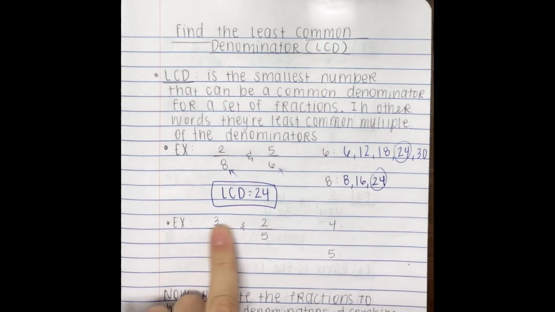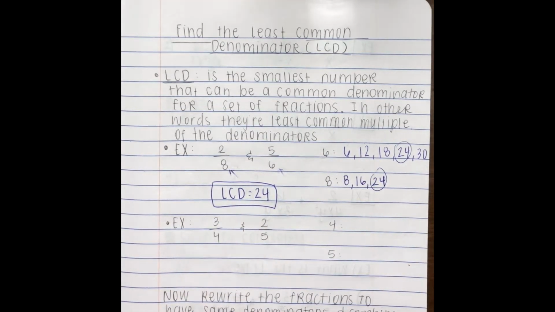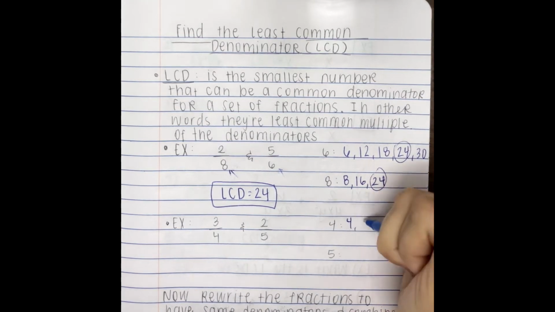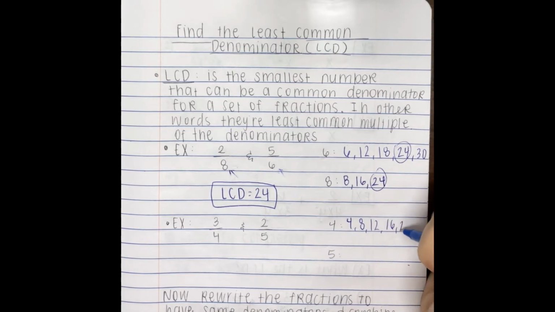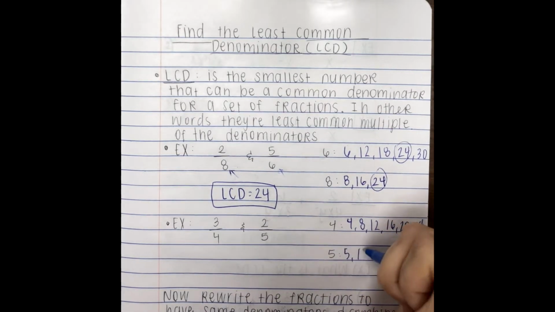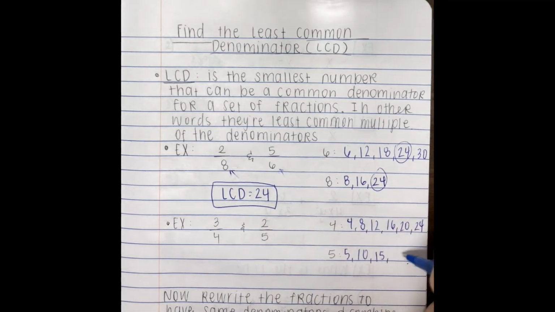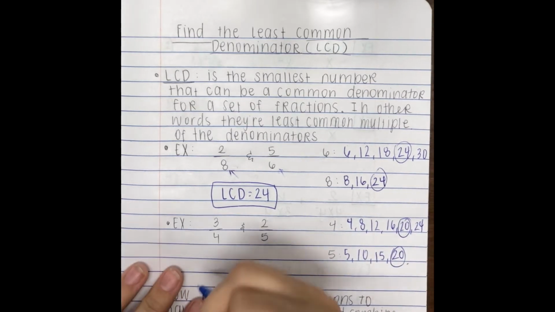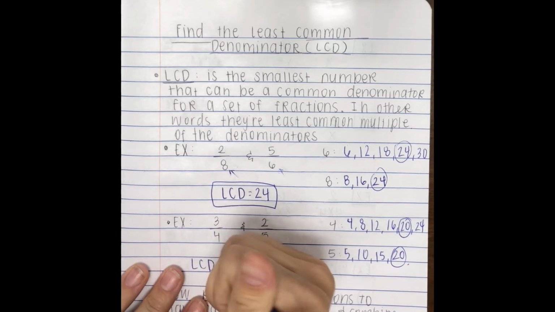All right, we're gonna do the same thing, but for 3/4 and 2/5, okay? So 1 times 4 is 4, then we have 8, 12, 16, 20, 24, and so on. For 5, we would have 5, 10, 15, 20, and so 20 would be my LCD.